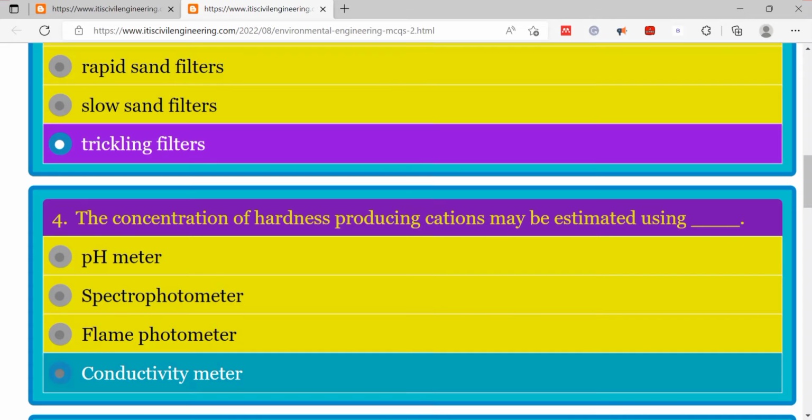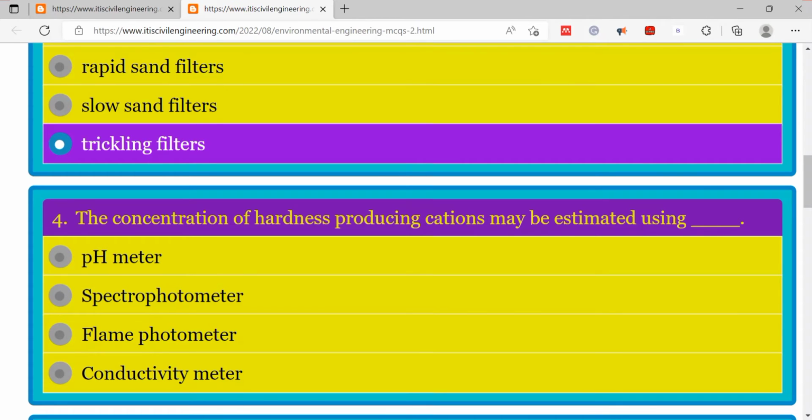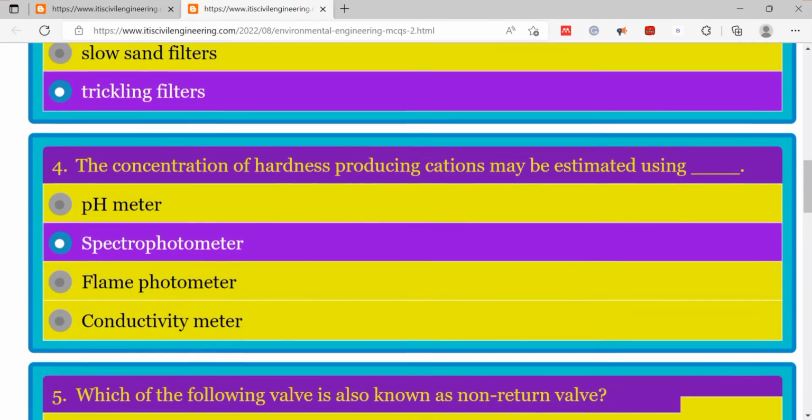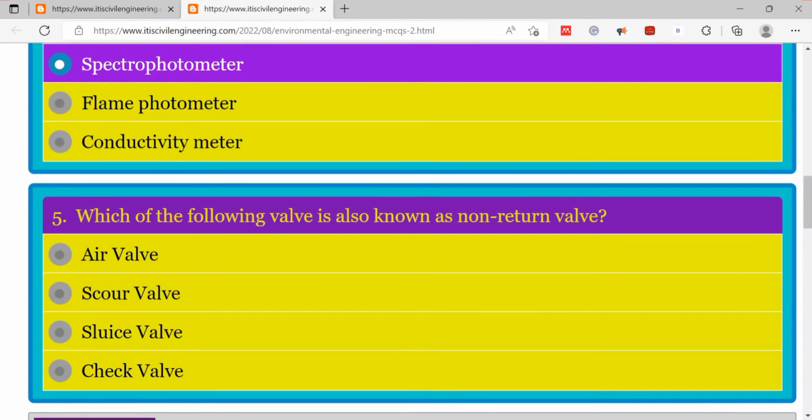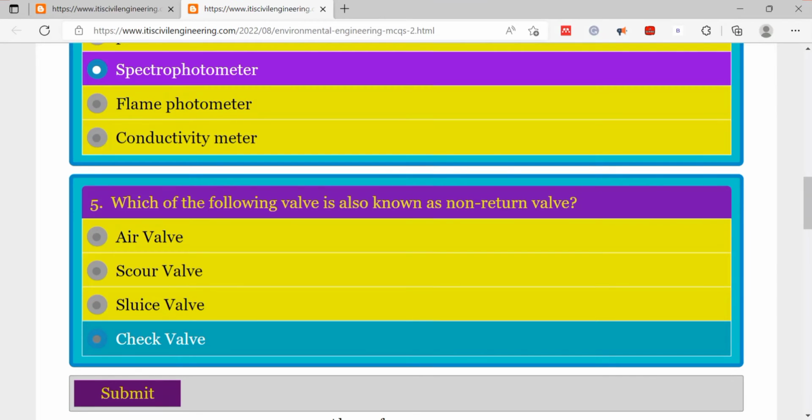The concentration of hardness producing cations may be estimated using dash. Spectrophotometer is used for determining the concentration of hardness producing cations. Which of the following valve is also known as non-return valve? The check valve is known as the non-return valve.